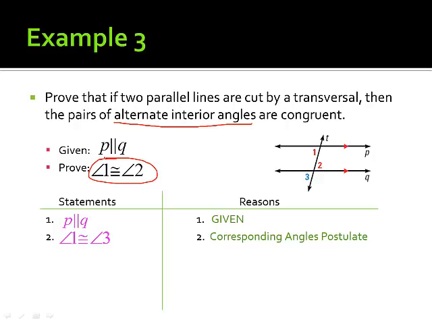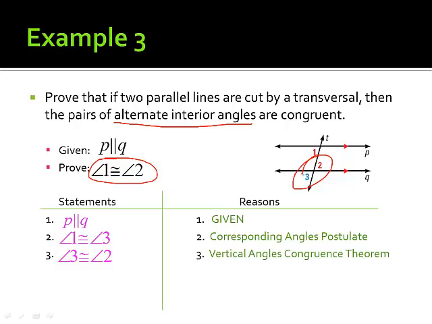Now, what else do we know? Well, looking at this, I see angle 3 and angle 2. They have a particular property. They're vertical angles. So let's look at that and say angle 3 is congruent to angle 2 because of the vertical angles theorem. You can say vertical angles are congruent theorem, vertical angles theorem, either or, it doesn't matter.